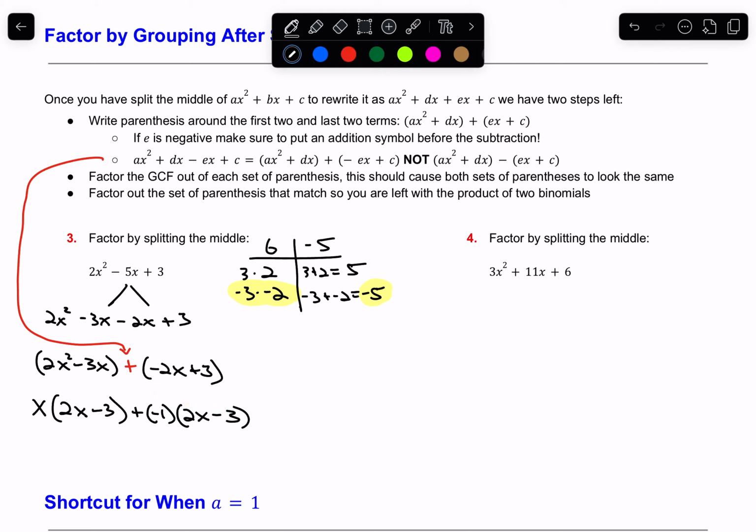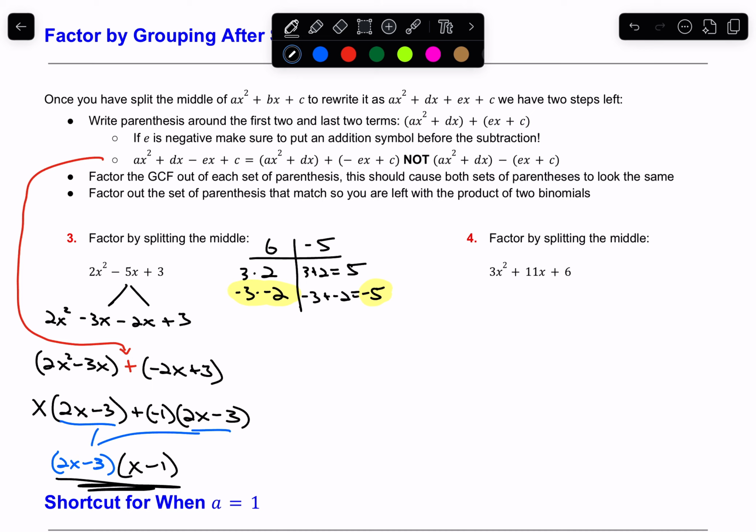All right, so now we have 2x minus 3 and 2x minus 3 are the same. Those come to the front. And that leaves behind x from the first set and a negative 1 from the second set. So down here at the bottom, we have fully factored the original problem.